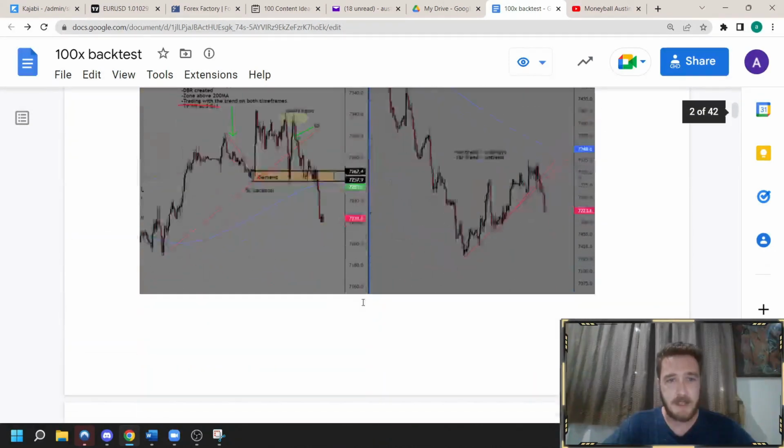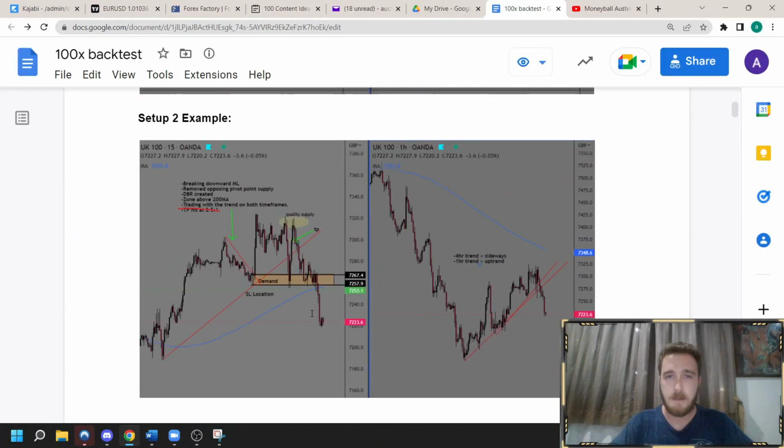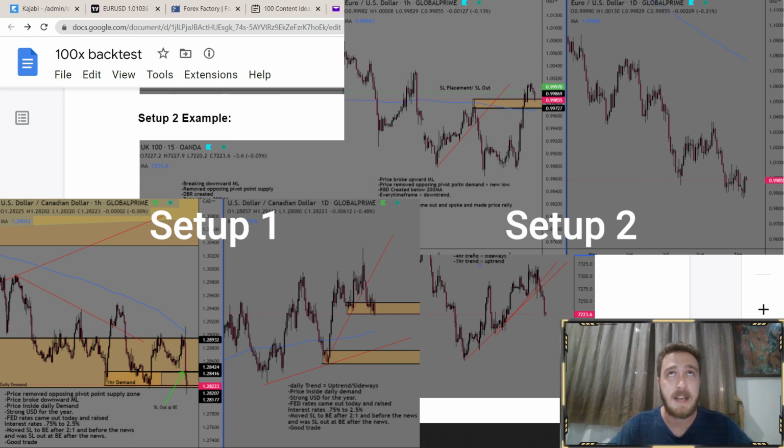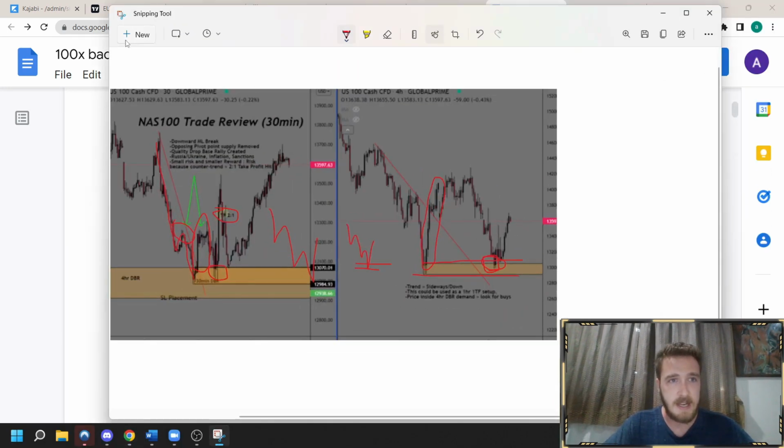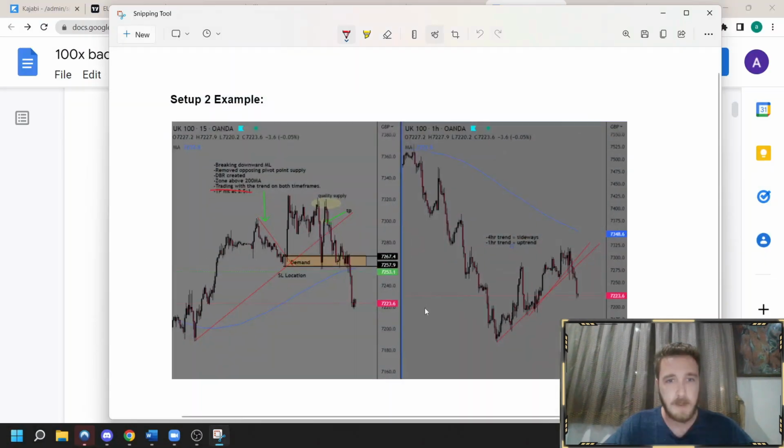So an example of this is going to be this down here. Both setup 1 and setup 2 are exactly the same. The only difference is one setup doesn't need to be inside a higher time frame zone, but needs to be trading with the 200 moving average, while the other one needs to be trading inside the higher time frame zone and doesn't need the 200 moving average. That's the best way to put it. All right, so this is an example. Let's quickly talk about it.